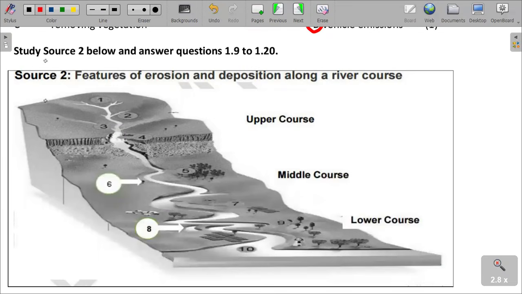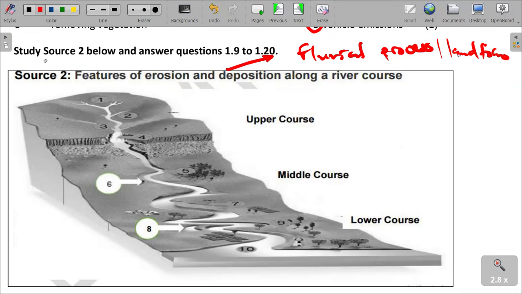And then we are given features of erosion and deposition. These are also called fluvial processes. We are talking about fluvial landforms, landforms that are formed as a result of the action of surface runoff water. So this is geomorphology as you go further with geography.